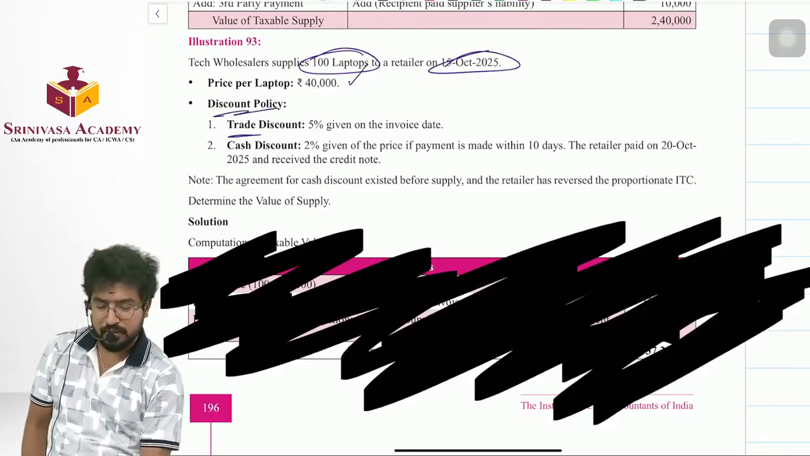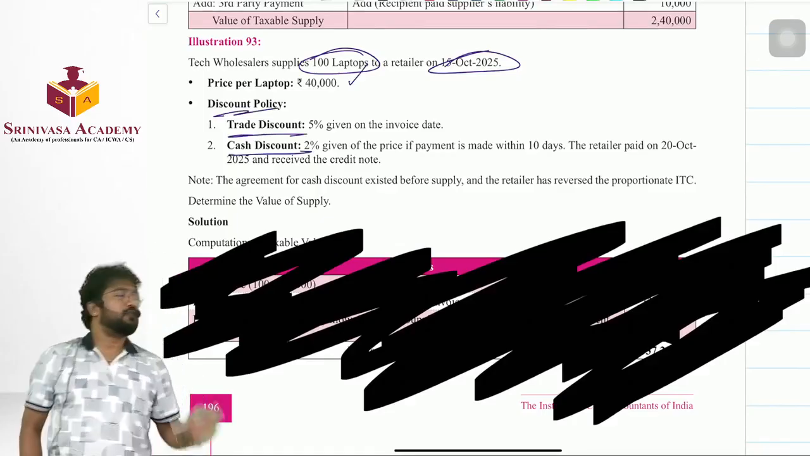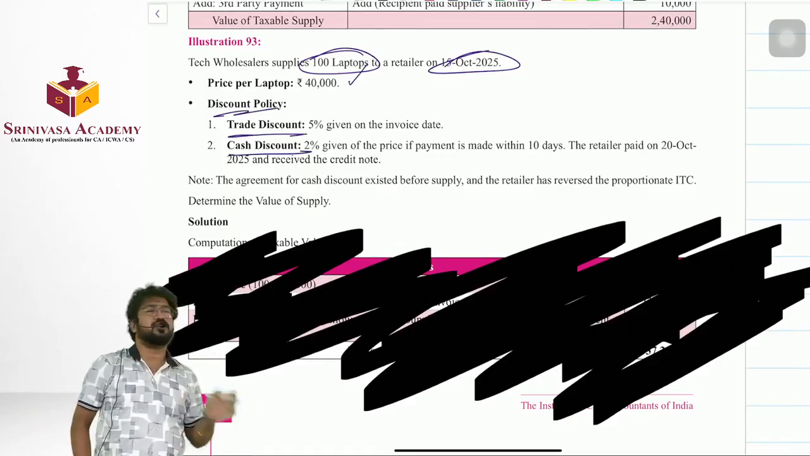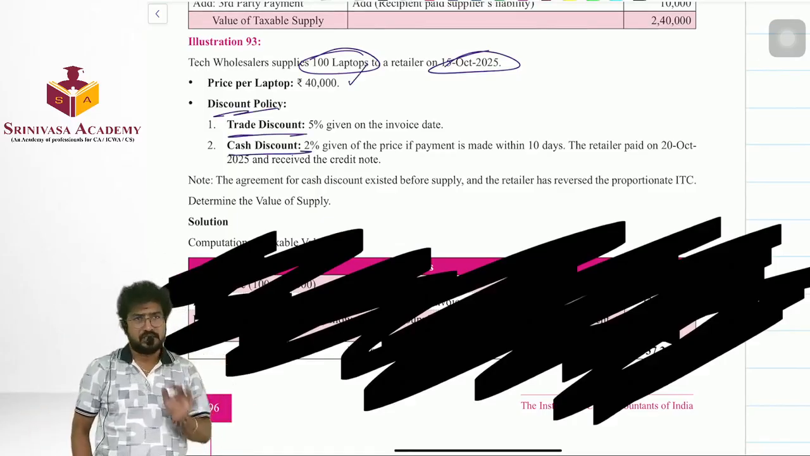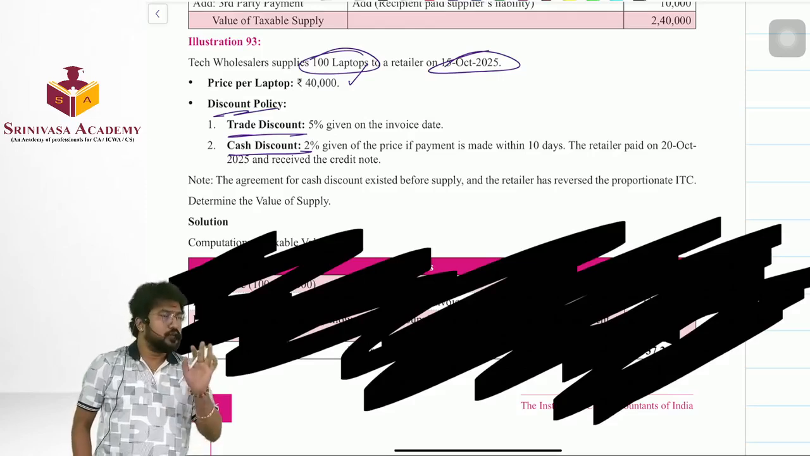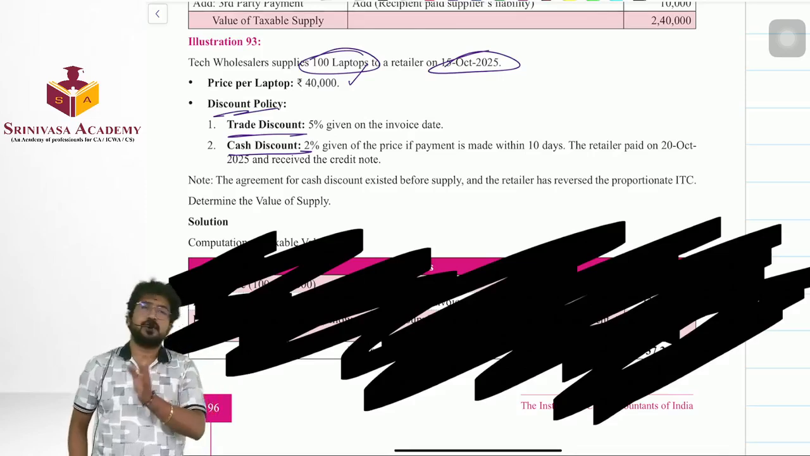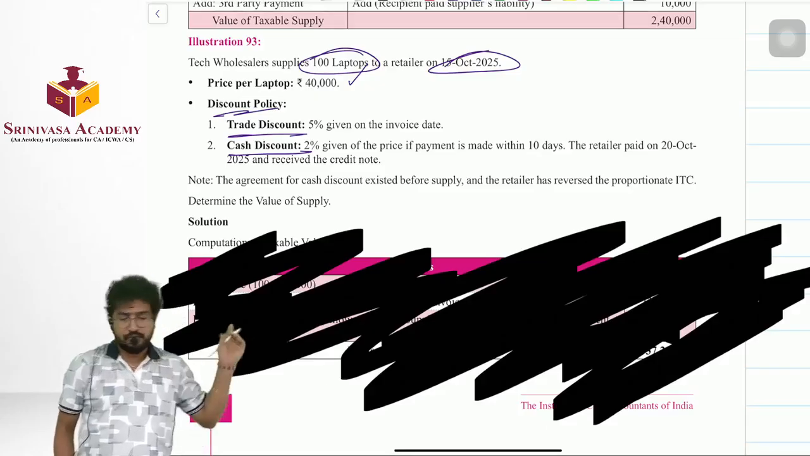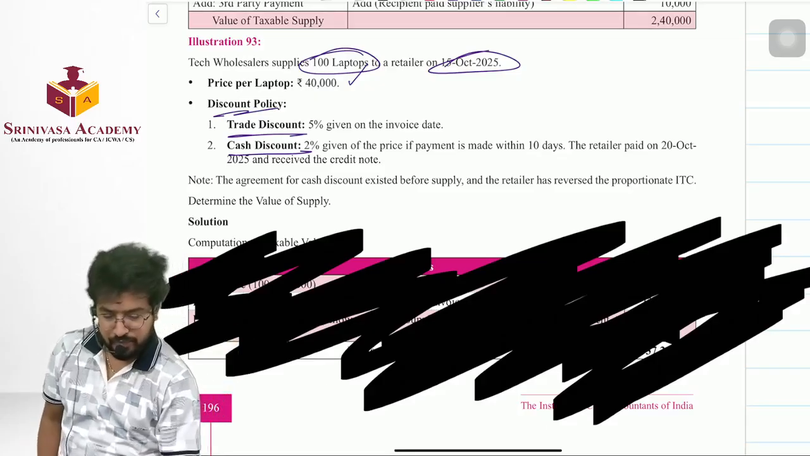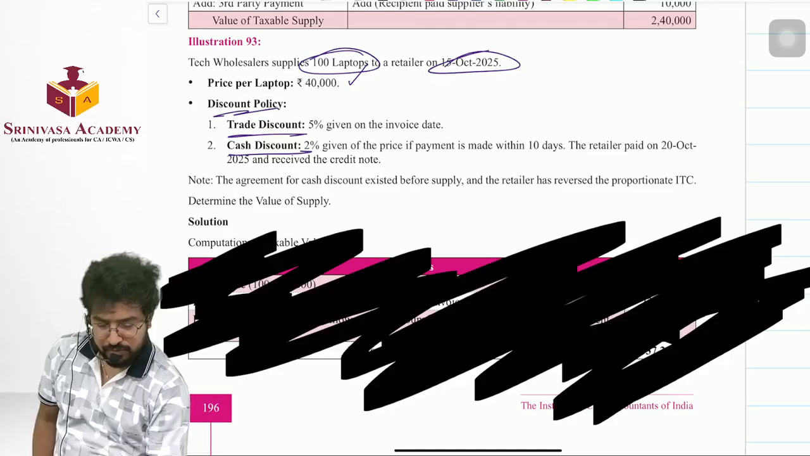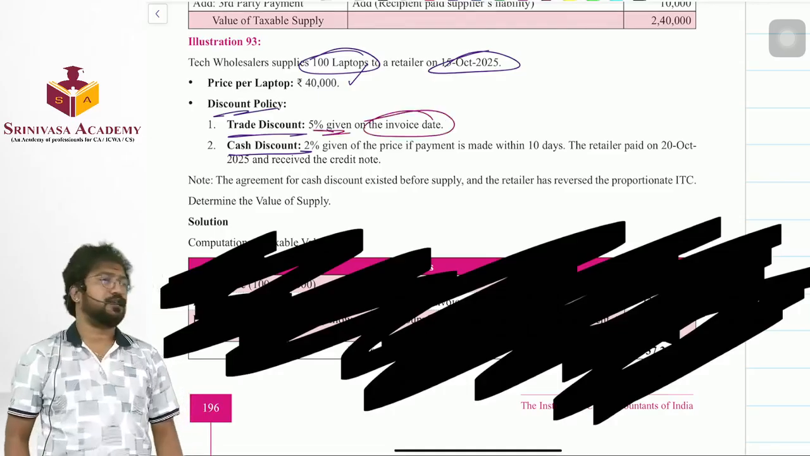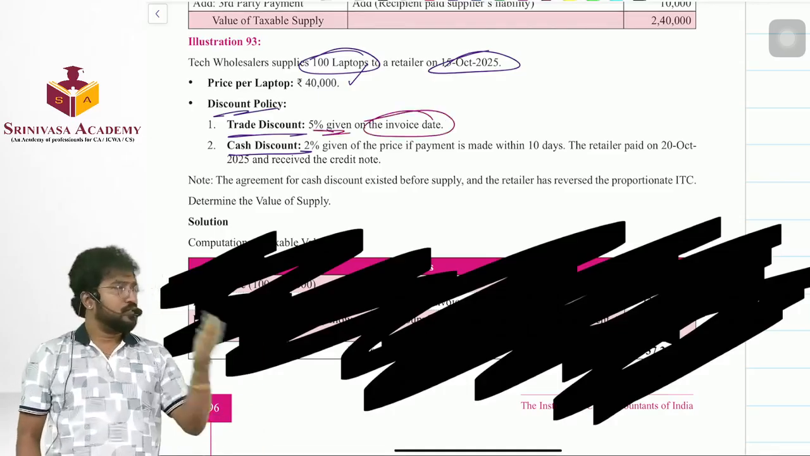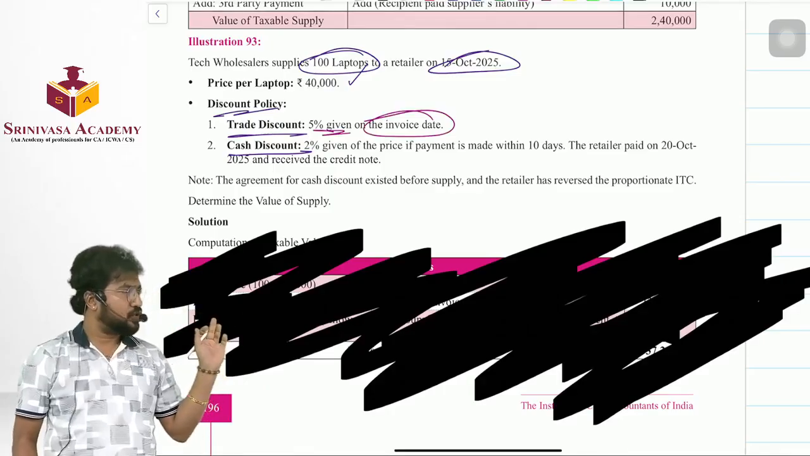Discount policy. Trade discount and, see, first of all, in GST there is no such word called trade discount and cash discount. Just discount given at the time of supply, or after the supply. So the first one, what is it? 5% discount on invoice date. That means at the time of supply. Show it separately in the invoice and exclude that.